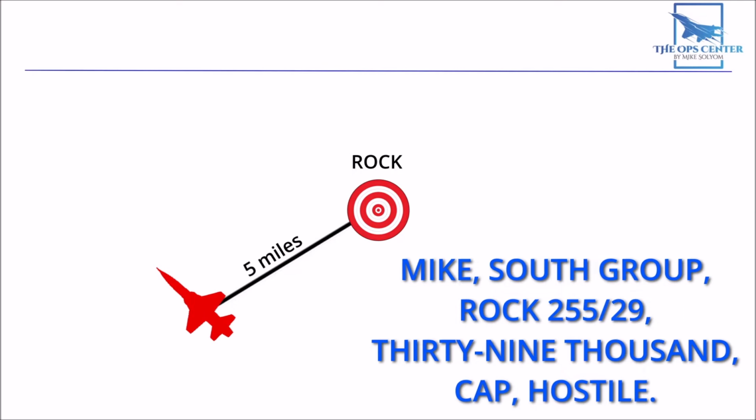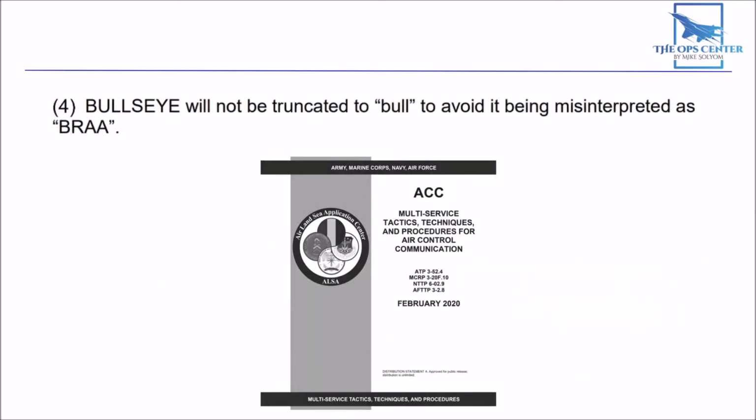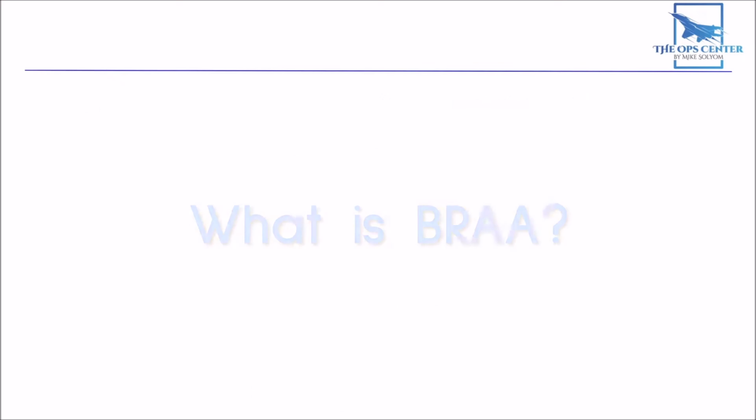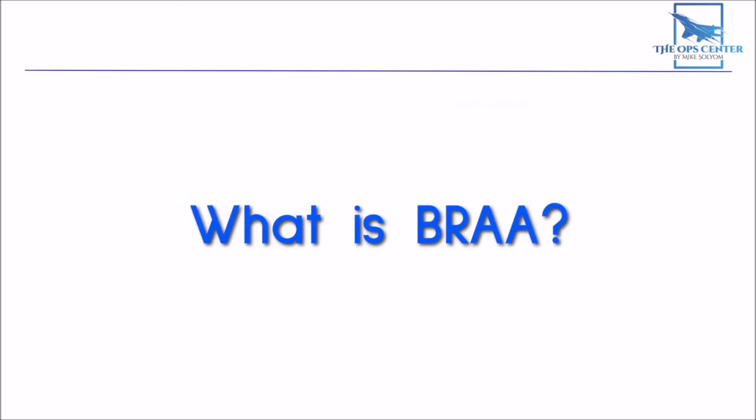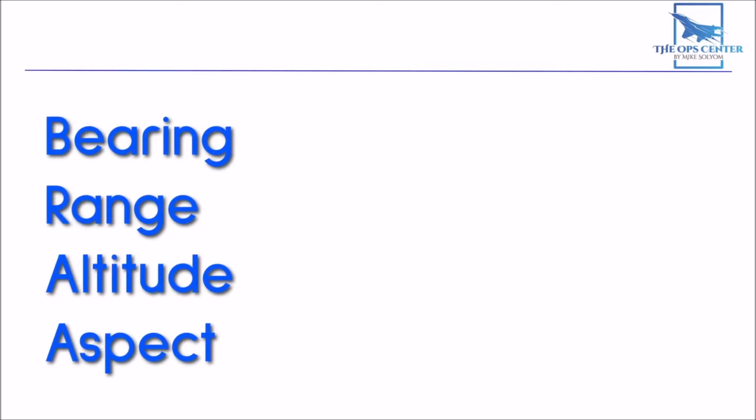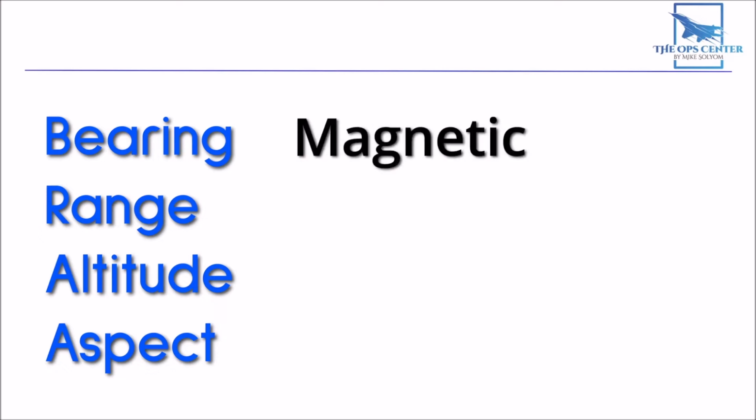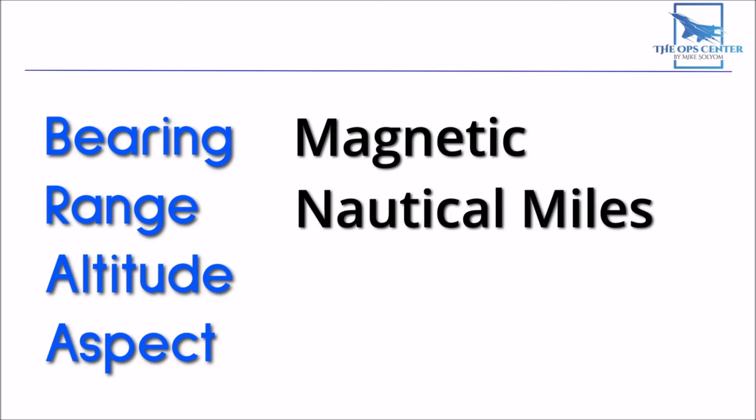One last rule to remember with bullseye is this. Bullseye will not be truncated to bull to avoid it being misinterpreted as BRA. Okay, so you might be asking, what is BRA? It's another way to communicate a location to an aircrew. It stands for bearing, range, altitude, and aspect, and it's exactly what it sounds like. This would be an informative message indicating the magnetic bearing to a target, its range in nautical miles, altitude, and aspect. Aspect is going to be a descriptive word telling us which way the target is facing relative to you.